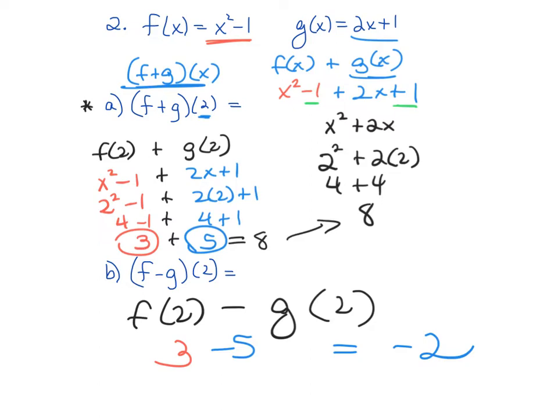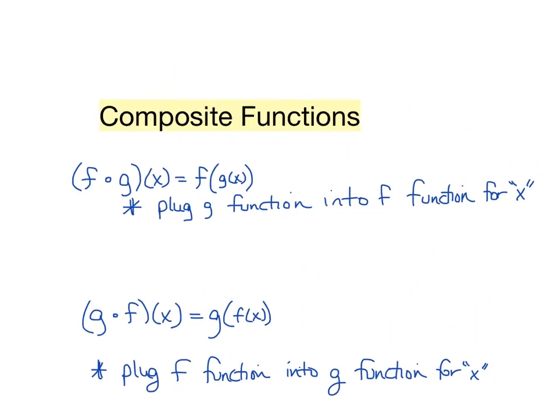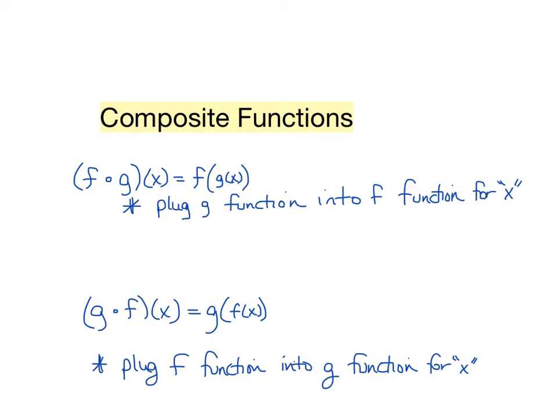Composition of functions. For composite functions, this is the symbol for it. It's got a little circle here. Don't confuse this little circle with a multiplication symbol. This is for composite functions, or the composition of functions, and this is the composition of functions f and g.